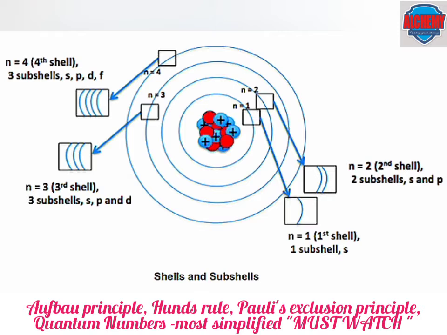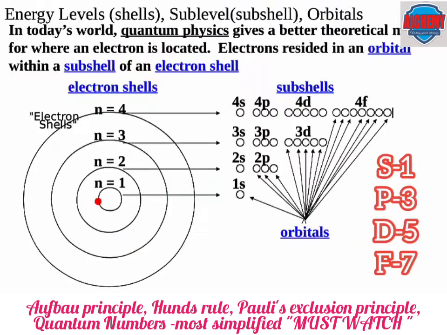Here we can see that the first shell, that is n equal to 1, has only one subshell and it is named as 1s. Similarly, the second shell has two subshells, named 2s and 2p. The third shell has three subshells, 3s, 3p and 3d. The fourth shell has four subshells, named 4s, 4p, 4d and 4f. The orbital distribution in each subshell is given here.